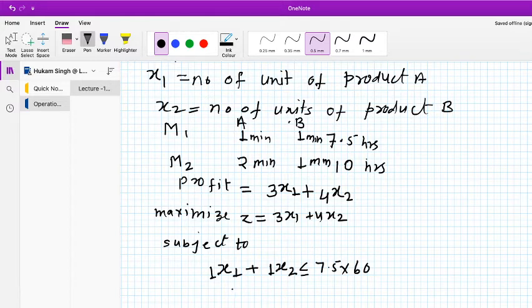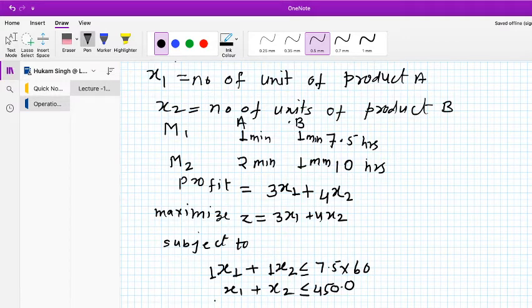So this is going to be x1 plus x2 less than or equal to 450 minutes.